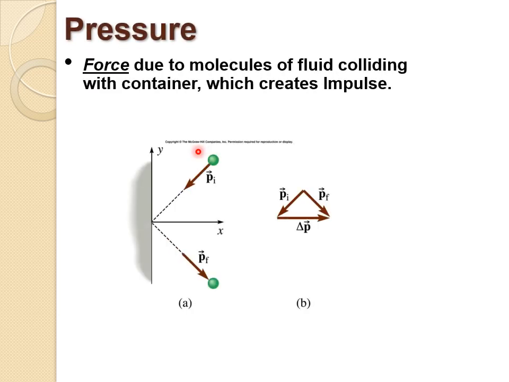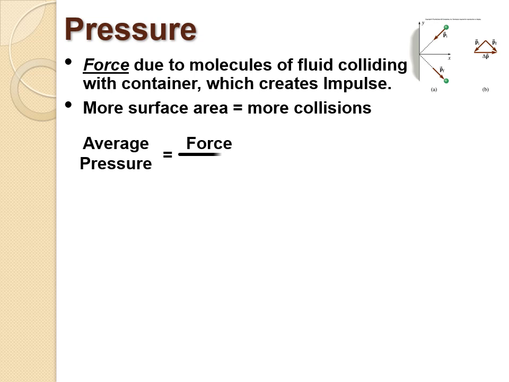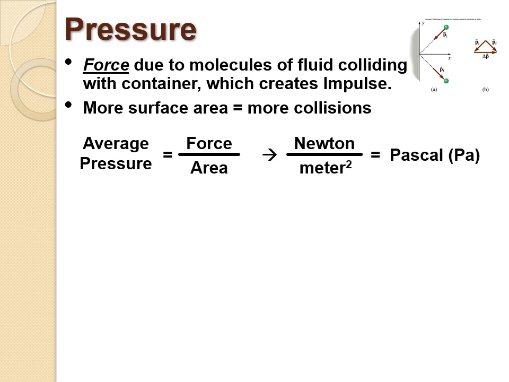So pressure itself is the force that the molecules of a fluid exert when they collide with the sides of a container. So you can see here like one particle hitting and then bouncing back. There's basically a force in the horizontal direction, and that force is the pressure that the container is pushing on the particle with. So the more surface area that you have, the more collisions you're going to have, which increases your pressure. Average pressure is going to be force divided by area. Force is measured in newtons, and then area is going to be in meters squared, and newtons per meter squared is now going to be a new unit that we call a Pascal.